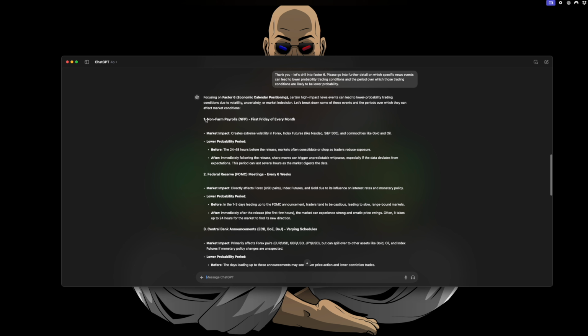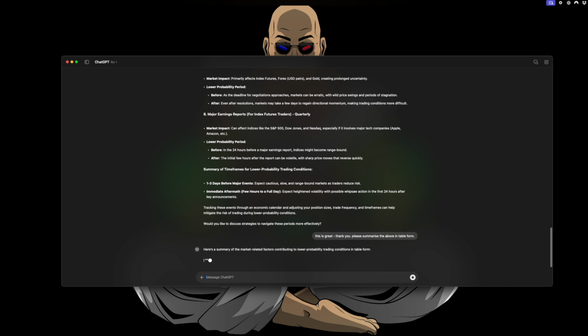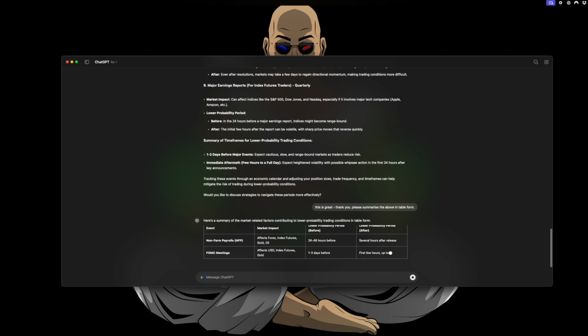So this data seems pretty good. There's a lot of information here. So let's get ChatGPT to put this in a more digestible form. This is great. Thank you. Please summarize the above in table form.